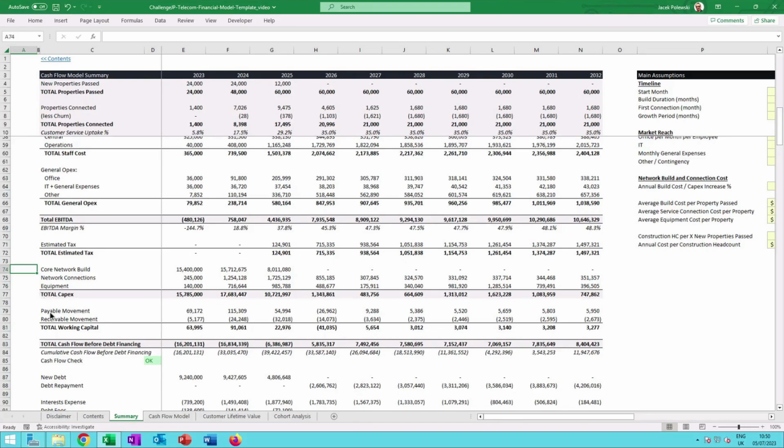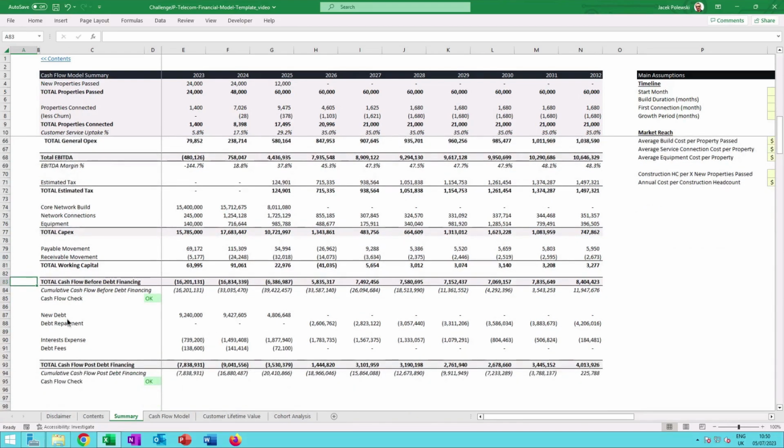Then there will be some working capital adjustment, which eventually will allow you to calculate that cash flow before debt financing that I mentioned at the beginning. This line will be used to calculate approximately how much money you need in order to fund your business plan or your model, and then there will be some debt calculations.